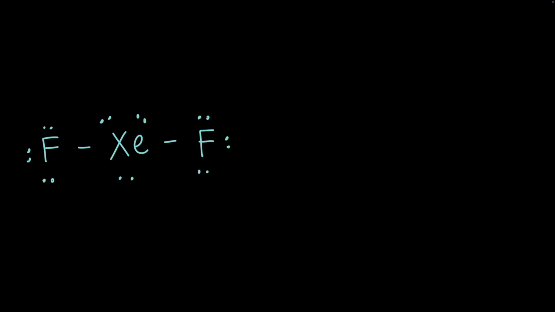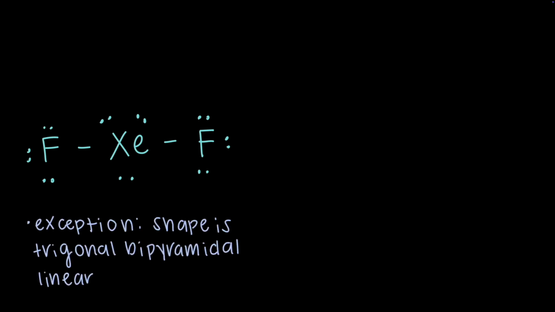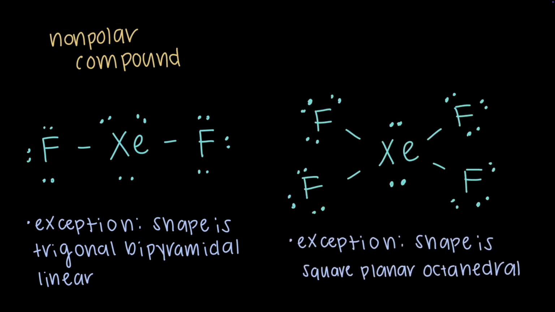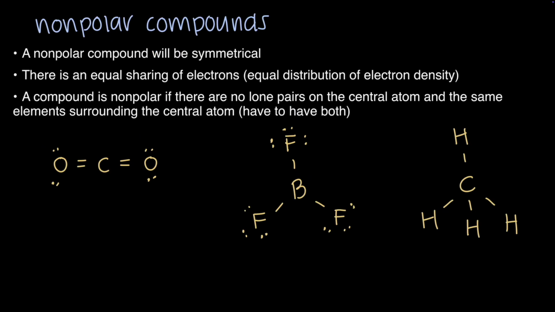Xenon difluoride, XeF₂, is trigonal bipyramidal linear, so even though there are lone pairs on the central atom, this is one of our exceptions because they cancel each other out in the center. This molecule is nonpolar. Xenon tetrafluoride, XeF₄, is octahedral square planar, so even though there are lone pairs on the central atom, this is one of our exceptions because they cancel each other out top and bottom. This molecule is nonpolar.